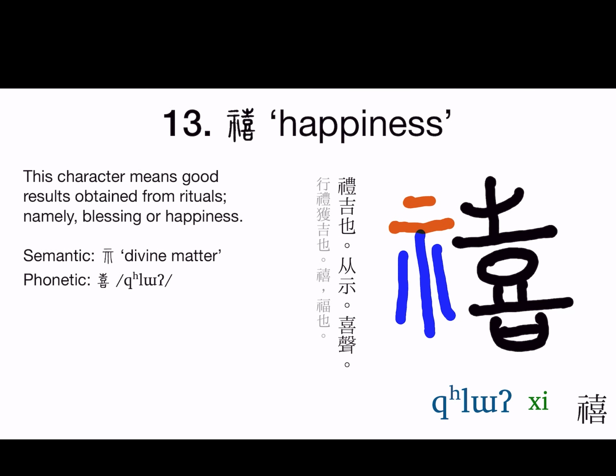The next character I'm learning today is this one, which means happiness. Its Old Chinese pronunciation is gl, and its Middle Chinese pronunciation is xi. This is another phonosemantic character. Its semantic component is the radical that means divine matters, and its phonetic component is this character, which is pronounced in exactly the same way, also as kl. Here's the semantic component, and here's the phonetic component. The rough meaning of the character is happiness, but more exactly, it means good results that are obtained from rituals.